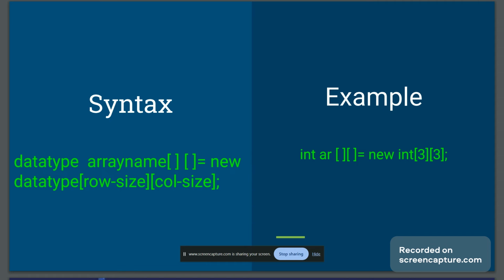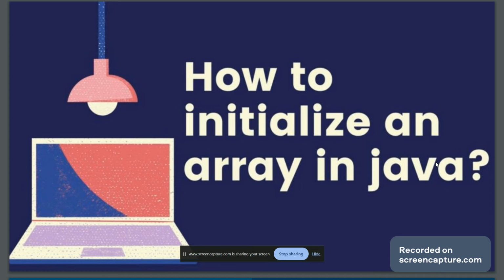How to create a two dimensional array in Java? It is similar to one dimensional. Only one change is that for two dimensions we need to give two square brackets, and again on the right hand side we have to give row size and column size. For example, int AR two dimensional array is equal to new int 3 by 3, meaning it should have 3 rows and 3 columns, so that a 3 by 3 array will be created.